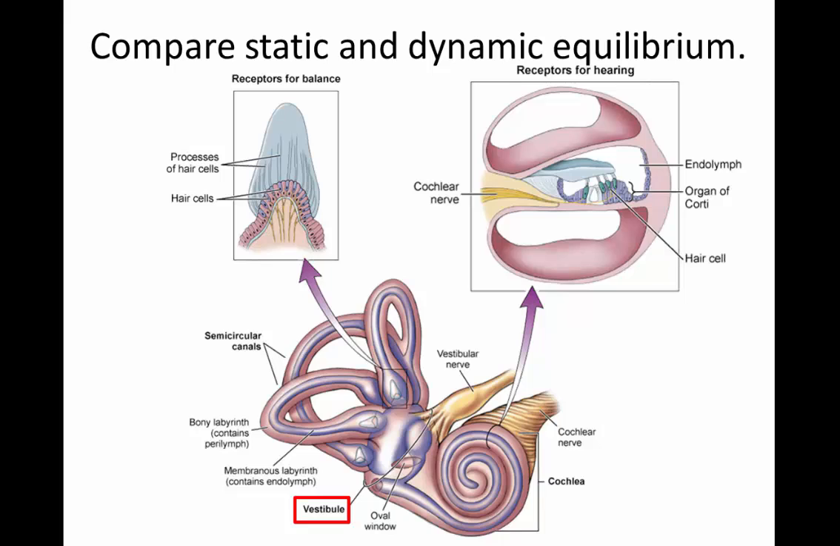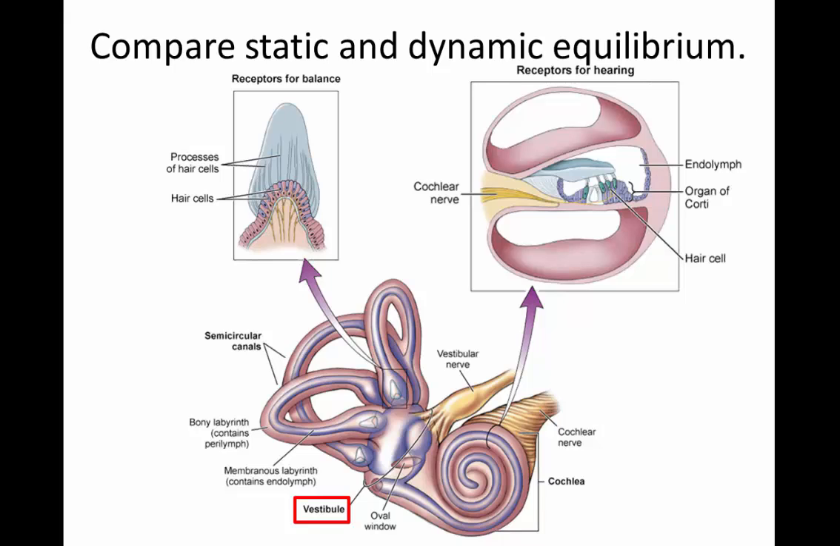Lastly, we have the vestibule. The vestibule is responsible for static equilibrium. The nice part here is the vestibule works in, again, almost the exact same way as the semicircular canals and the cochlea. Within the vestibule, there's fluid, and there are also hair cell receptors. Static equilibrium is different from dynamic in the sense of it's not about movement, but sending information to your brain about the position of your head under static conditions or not moving conditions.